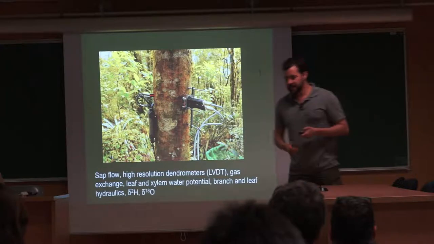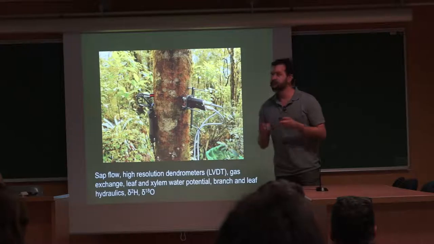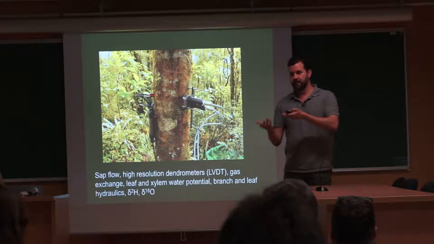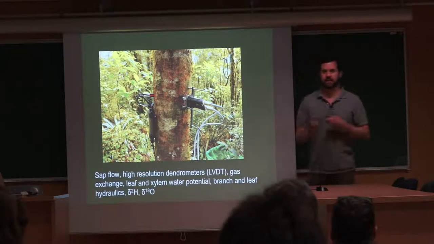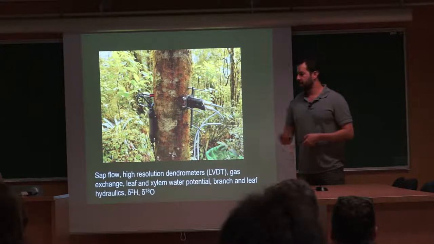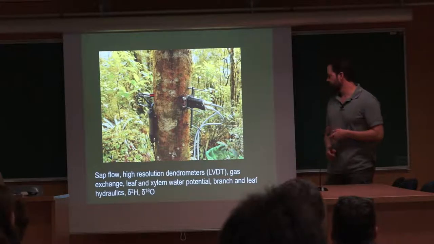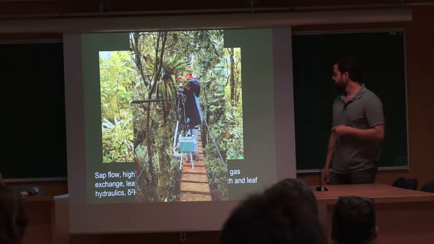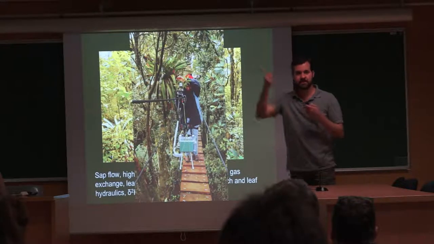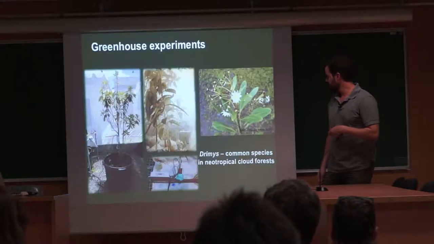We also used stable isotopes to try to trace water in the system, basically to address the question of how much water from the fog versus rainfall is getting into the system. They have distinctive signatures. A lot of ecophysiological variables we also measured, especially water potential and gas exchange. On top of that, we also installed some catwalks to have direct access to the canopy. So this is just an example of the catwalks.